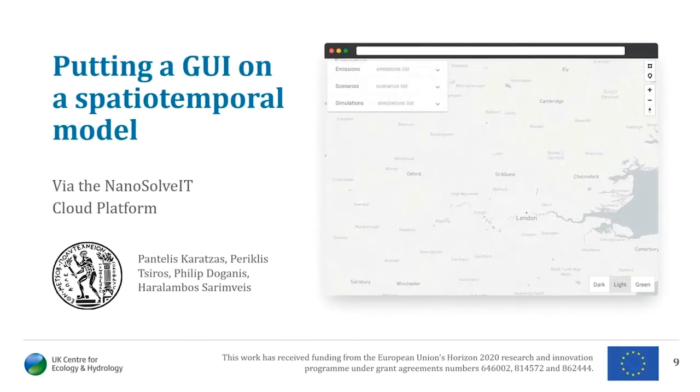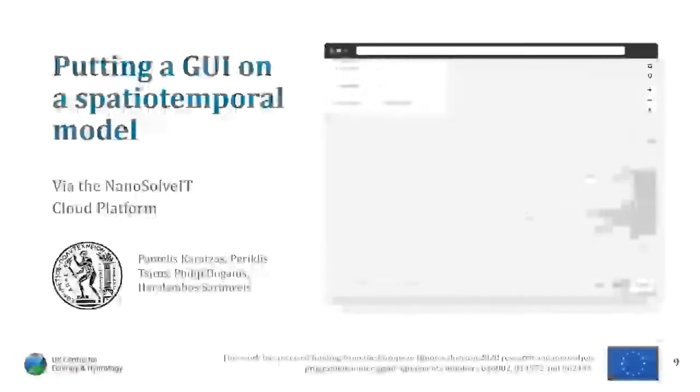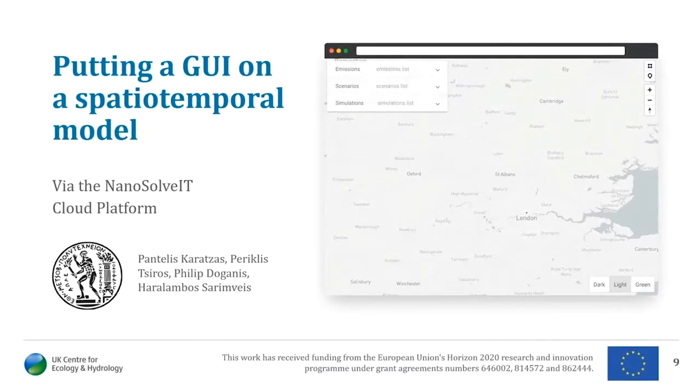But before I finish, I just wanted to reflect on some work we've been doing in a project called NanoSolveit to try and tackle this, basically by putting a graphical user interface, a GUI, on top of the Nanophase model. And what we're doing here, we're basically taking away a lot of the complexity involved in the model in terms of the data by fixing a geographical scenario and providing lookup tables for our nanomaterial properties.